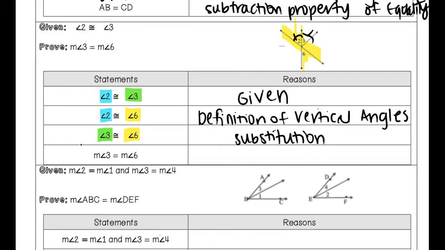In our last line then, we are going from the angle 3 is congruent to the angle 6, and we're making the claim that the measure of angle 3 is equal to the measure of angle 6, and that is just because of the definition of congruence. The definition of congruent things is that if 2 things are congruent, like angle measures or segments, then their measures must be equal. So the measure of angle 3 there must be equal to the measure of angle 6.